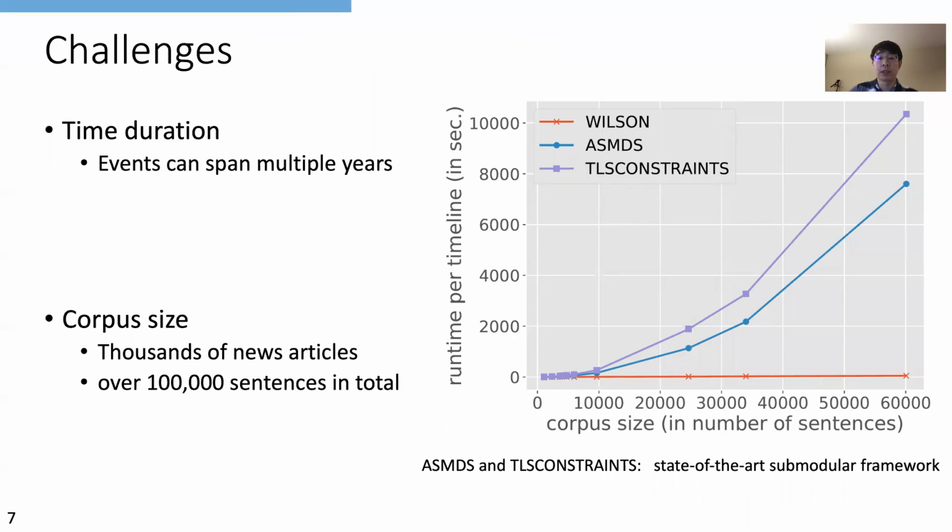For example, we present the runtime of two state-of-the-art approaches over corpus size. ASMDS and TLS constraints are the two state-of-the-art methods that use the submodular framework. As we can see, these two methods scale very poorly. Faster generation means we can deliver more news timelines to the readers. In addition, to find an optimal compression rate, journalists may tune the compression parameters iteratively, which also requires fast generation.